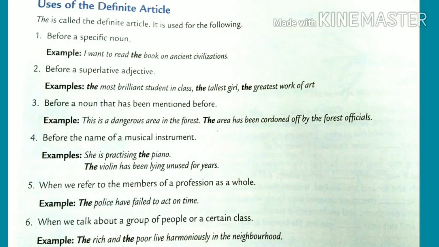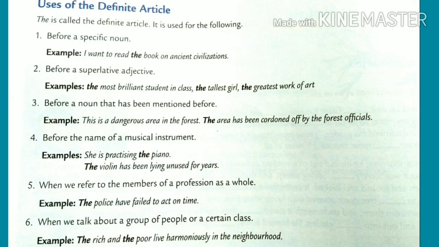Now we can see about the uses of the definite article. The is called the definite article. Let's see where we use this. First one, before a specific noun. Example: I want to read the book on ancient civilizations.